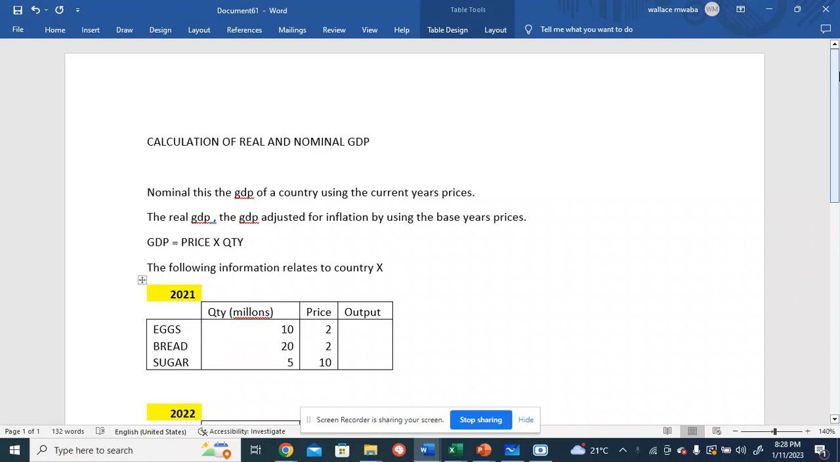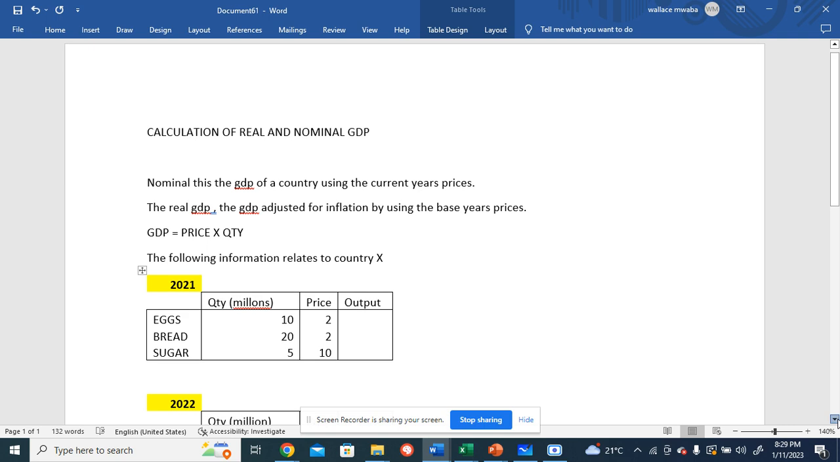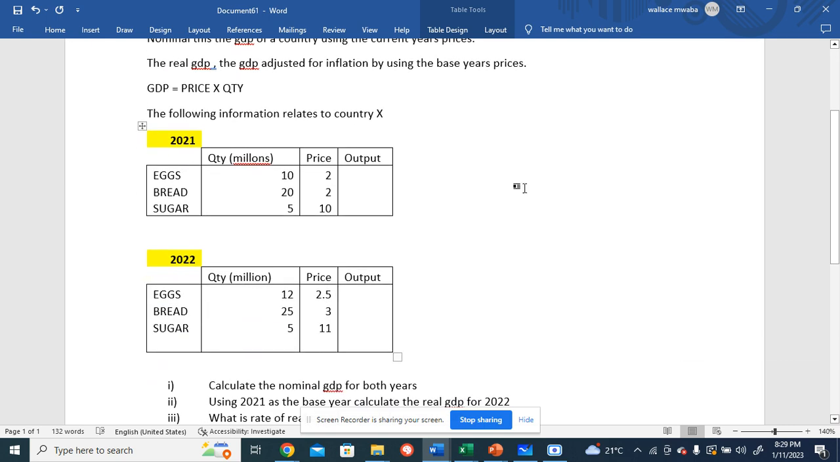All right, so we're looking at calculation of the gross domestic product, GDP, which is the total market value of the goods and services produced within a country's borders in a year. So we have the nominal GDP. This is the GDP of the country using its current year's prices, and we have the real GDP. This is the GDP adjusted for inflation by using the base year's prices.